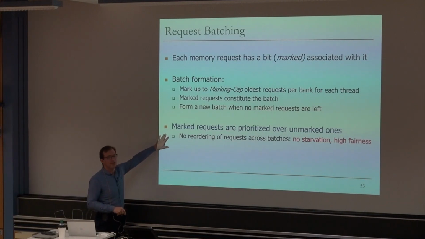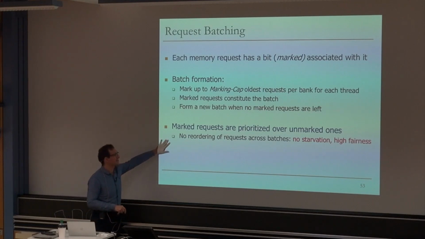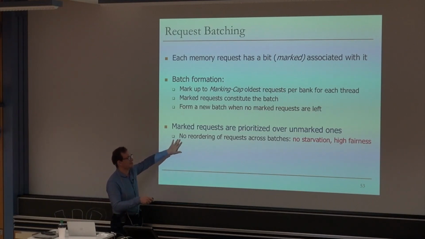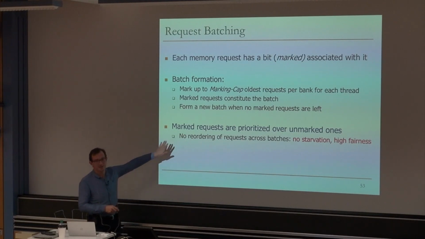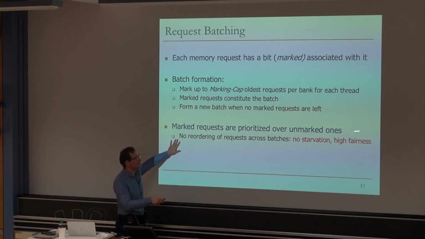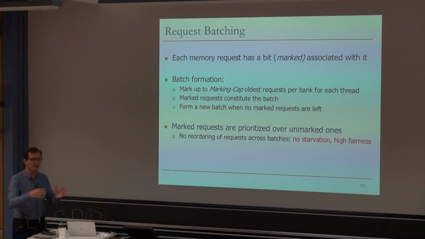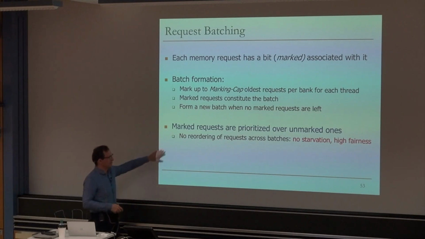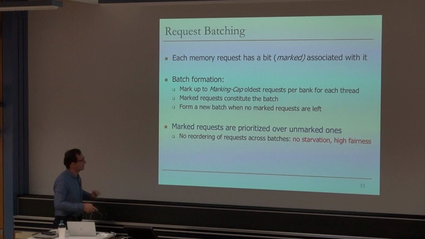Marked requests are prioritized over unmarked ones. That's how you ensure that the batch is prioritized over everything else, which means that there is no reordering of requests across the batches. There is no starvation, which is good. And this also provides a substrate for high fairness, although fairness depends on what you do inside the batch as well. But this gets you to a good baseline for fairness by eliminating starvation.